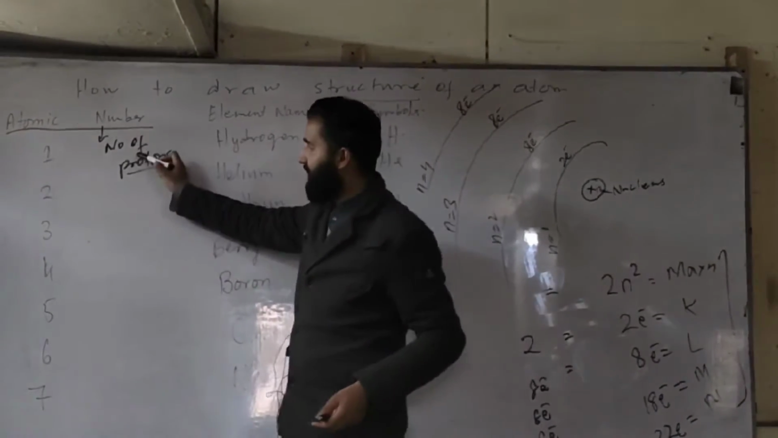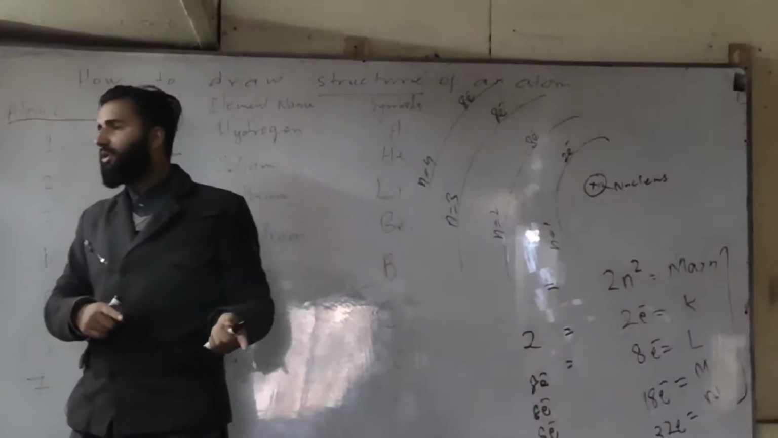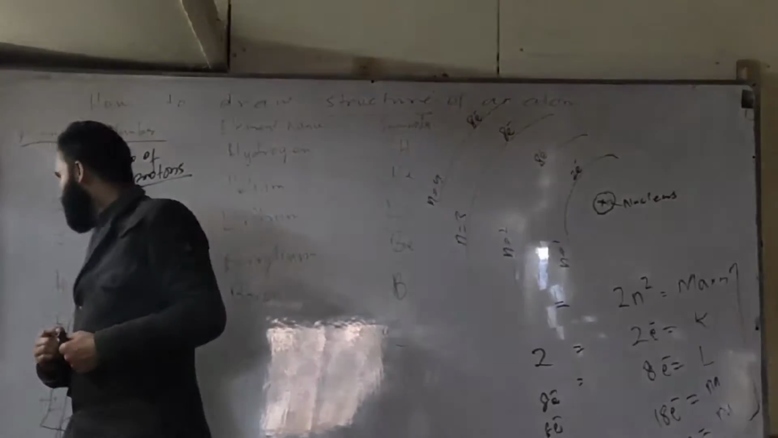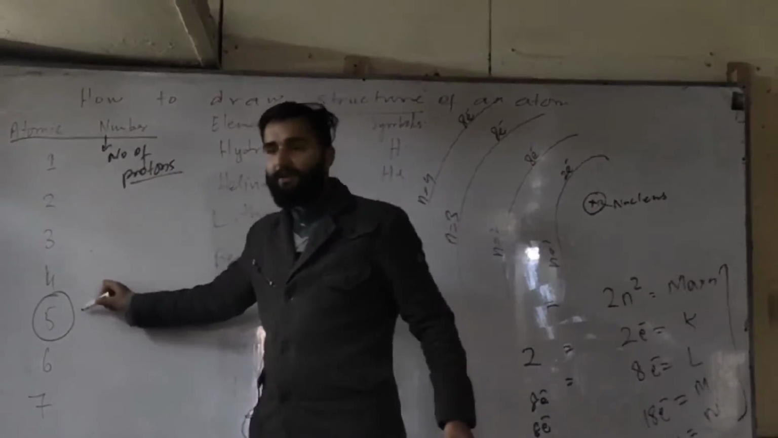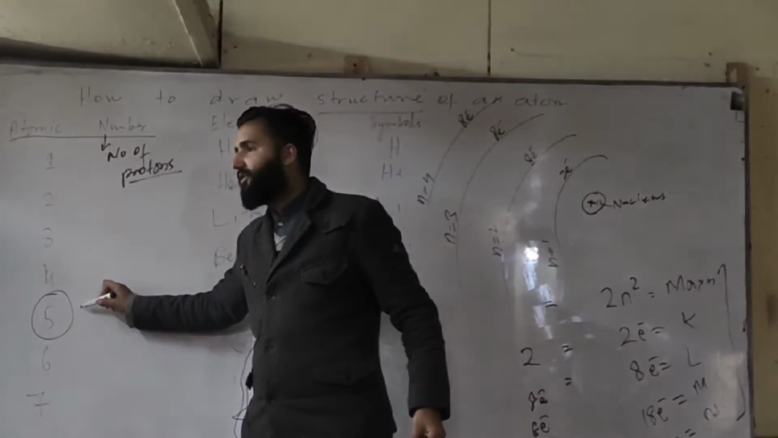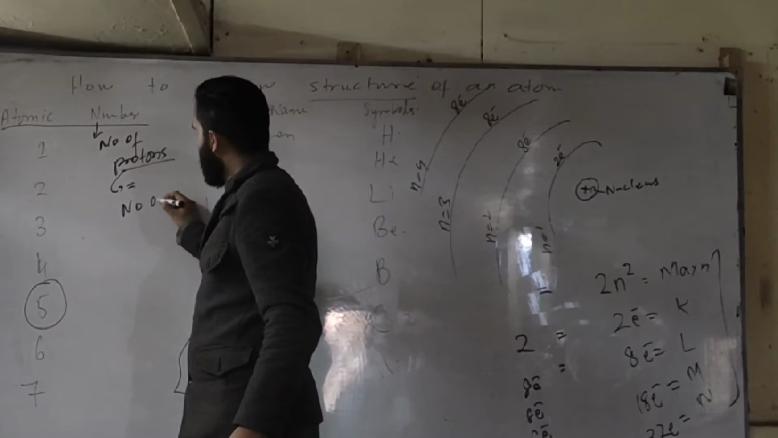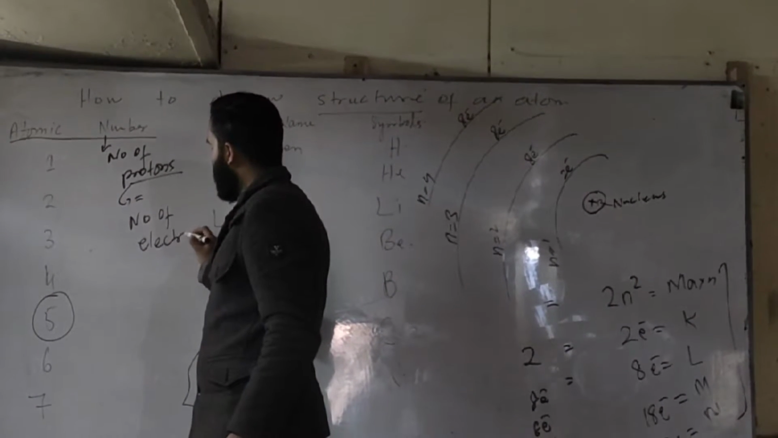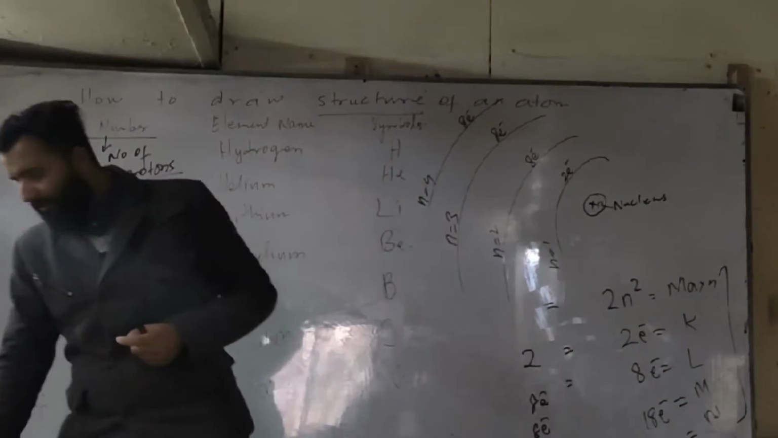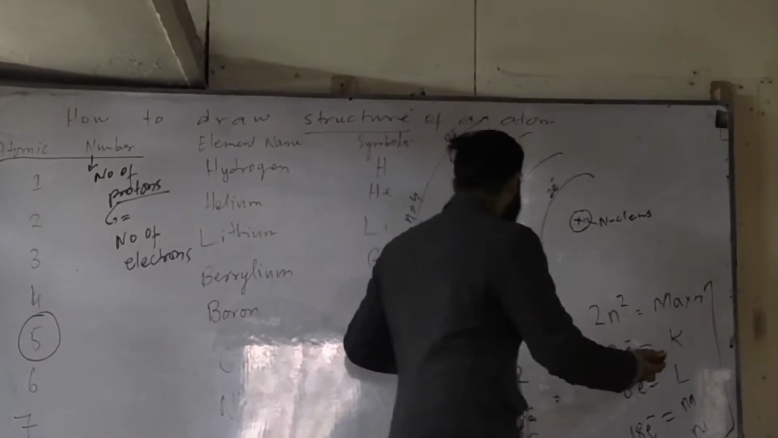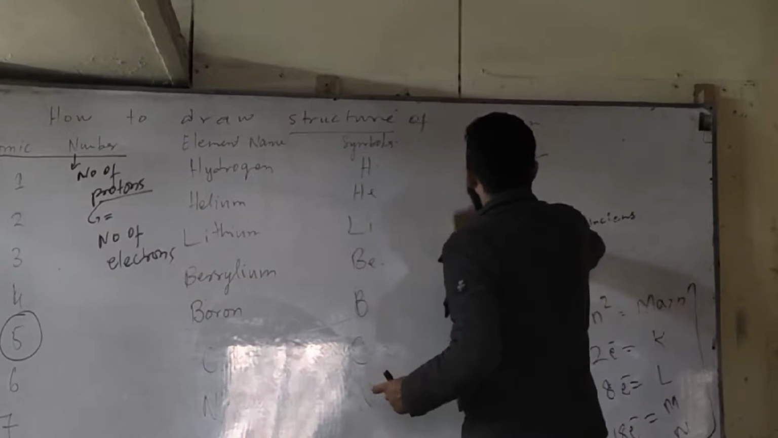So if you know the number of protons, then you also know that in a neutral atom the number of protons is equal to the number of electrons. If boron has atomic number 5, then it also has 5 electrons. So the number of protons is always equal to the number of electrons. Clear? Yes, sir. So if I told you to draw the structure of a nitrogen atom, how will you draw that structure?